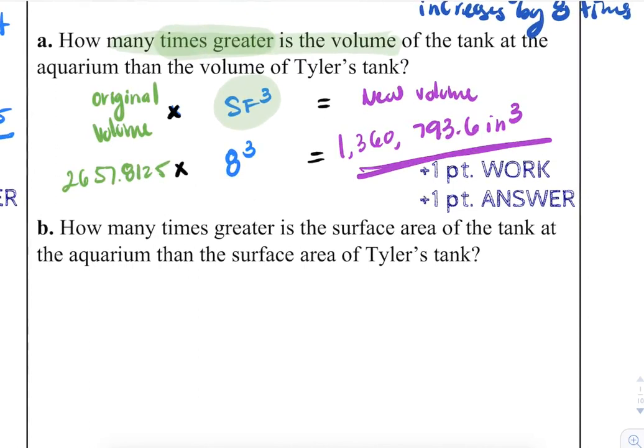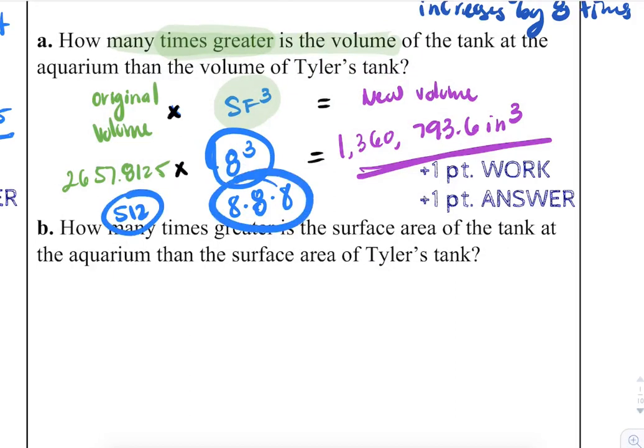If all you did was tell me that you came up with 8 cubed or 8 times 8 times 8, or if you told me 512 times larger, any one of those 3 answers in blue circles counts as full credit. Okay, because that's what the question is asking.